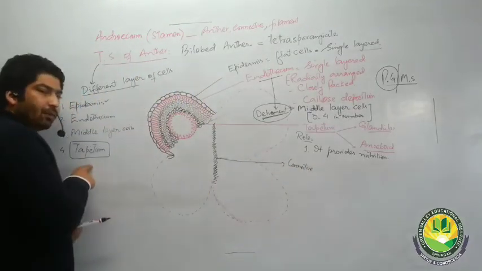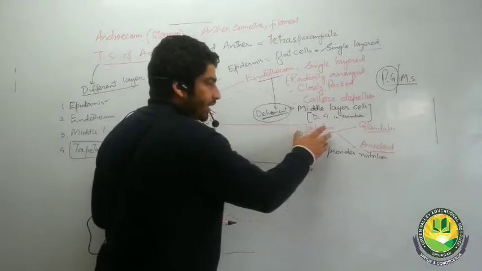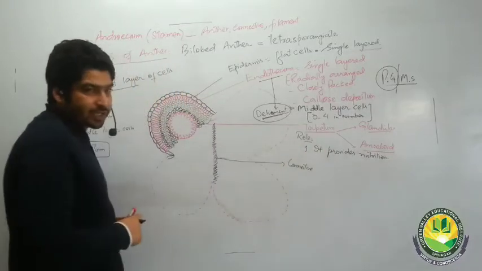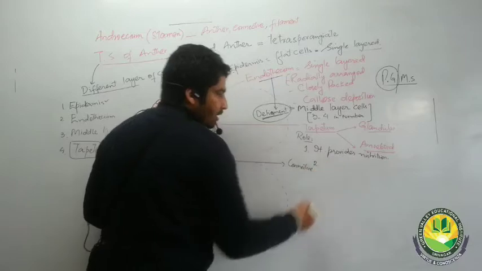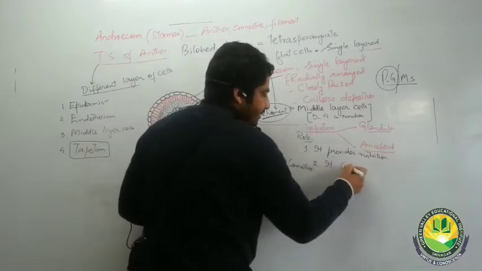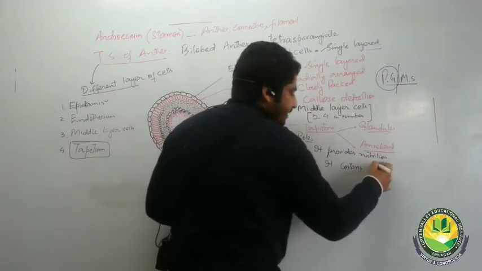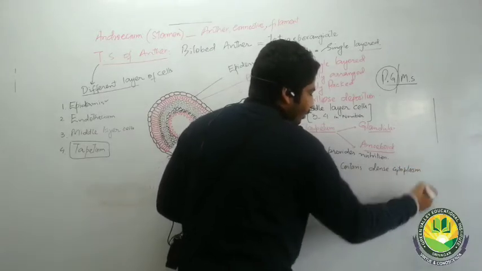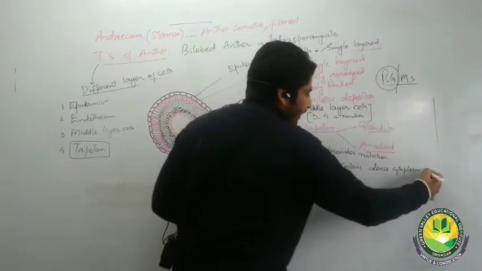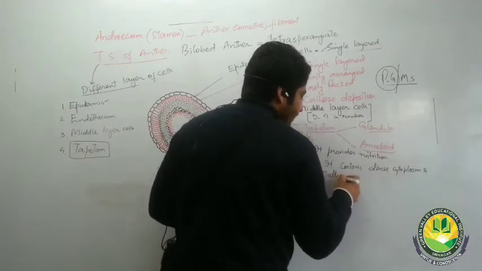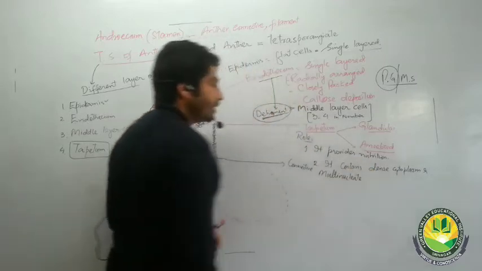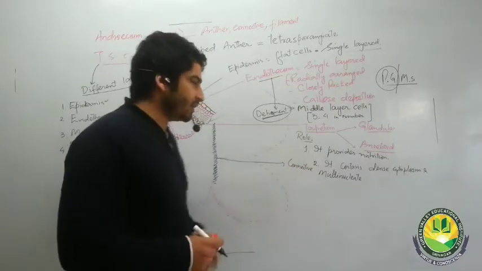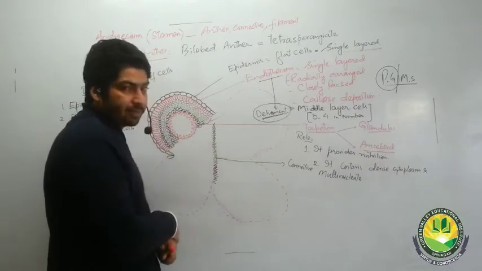So we are having a very important layer, that is the tapetum. We can have two types of the tapetum, glandular and amoeboid. Now, the first role of this tapetum is that it provides nutrition. Second, it contains dense cytoplasm. The cells of the tapetum do have a dense cytoplasm and they are multinucleate. That means the number of the nuclei is very high.